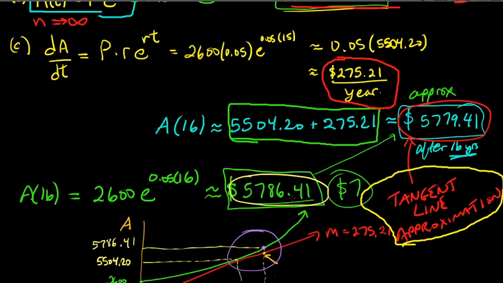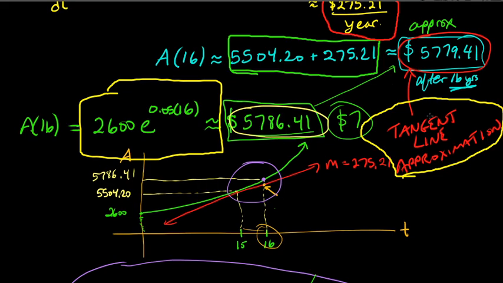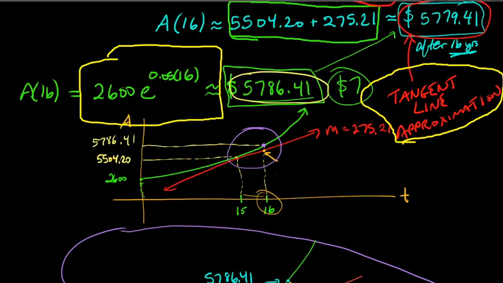But again, banks use this formula. They get the exact value. They don't use tangent line approximations. But in some cases the approximation might be much better. For example, if you use the tangent line approximation not for 16 years, but say for 15.03 years, now the difference is going to be minuscule. You might be off by a few pennies or something.